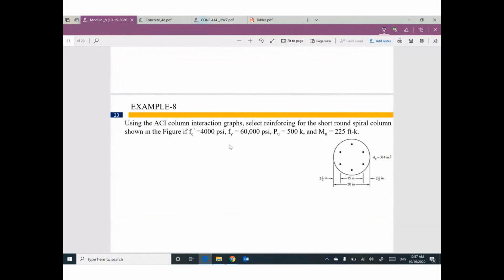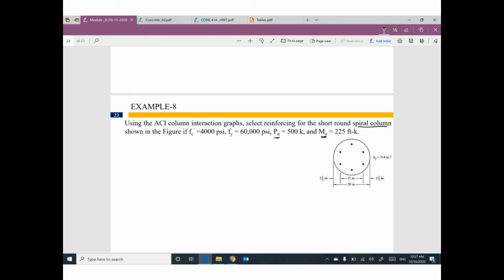If your column is under the effect of M ultimate and P ultimate, I don't care if it's a tied or a spiral column, because we are in a different category right now. We are talking about a column under the effect of P and M, so we are using the interaction diagram. It's not a big deal for me.